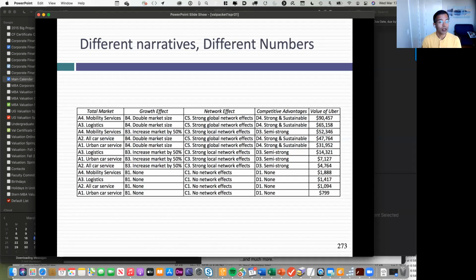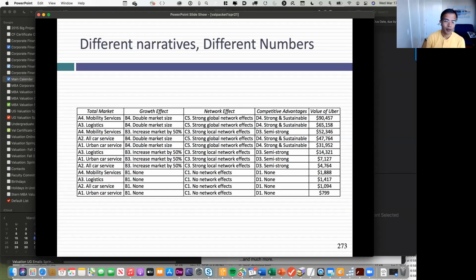So I said, so what kind of company do you think Uber is going to be? Then I said, what kind of networking benefits do you think we'll have? Global, local, none. What kind of competitive advantages do you see it having? Strong, semi-strong, weak, no competitive advantages. And as people picked the story, I basically created this spreadsheet where as you picked your story, it came up with the value reflecting your story. If you look at the last column, you can see based on the story that Uber's value can be less than $1 billion or more than 90 billion, depending on how you frame the story.